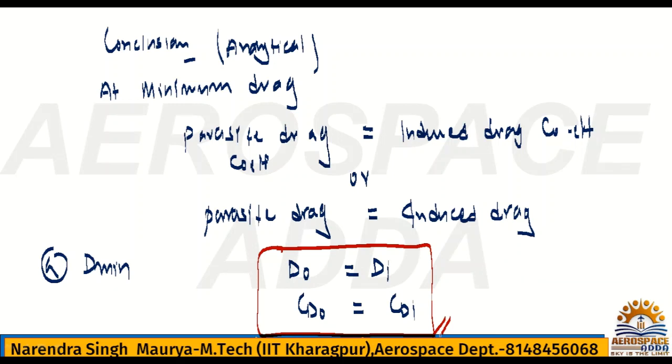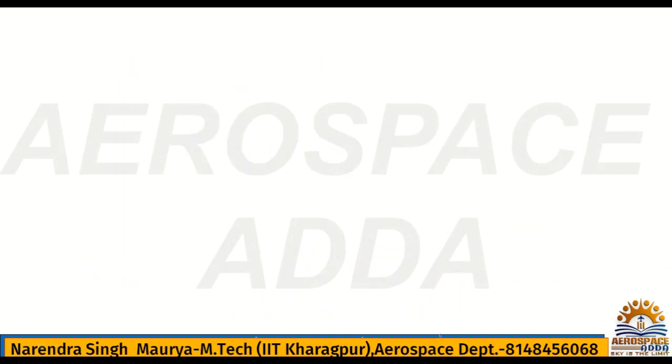One type of question they ask is: what is the condition for the minimum drag? You have to answer that where parasite drag equals induced drag, the minimum drag condition can be achieved. But under this minimum drag condition, what results you got, that question will be asked to you in the examination.